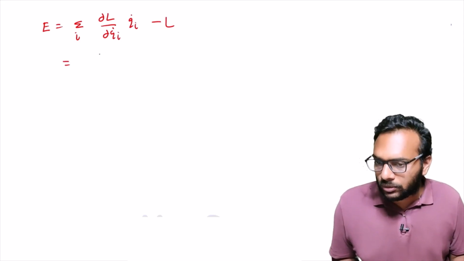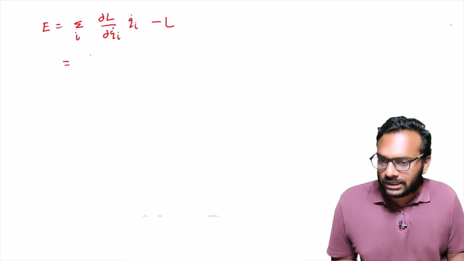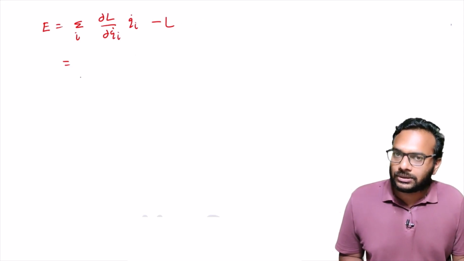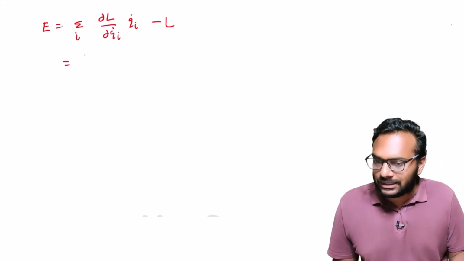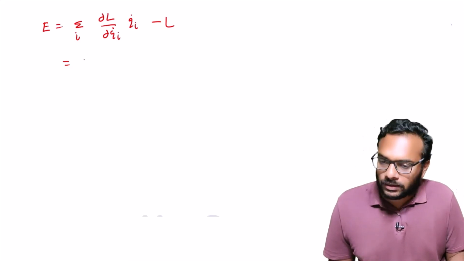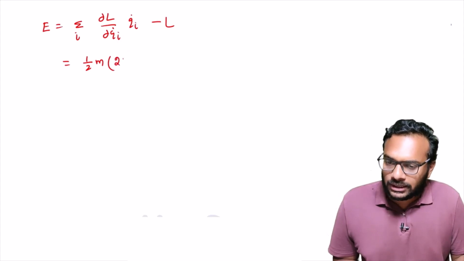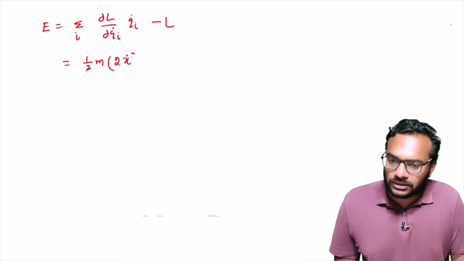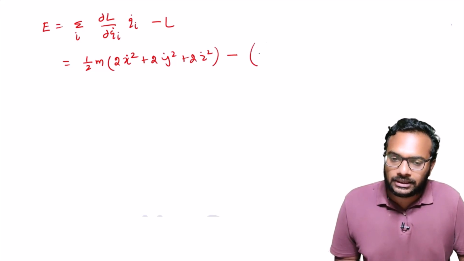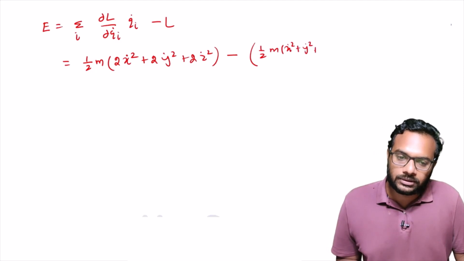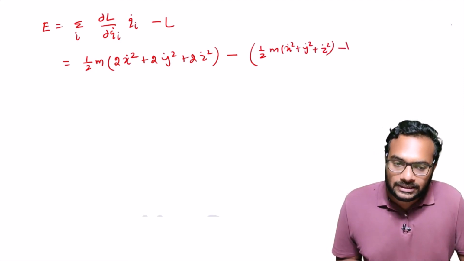And what do we get? What's ∂L/∂q_i dot? There's a summation over that, so you do ∂L/∂x dot plus ∂L/∂y dot plus ∂L/∂z dot. And what we get is half m, since ∂L/∂x dot is 2x dot and you multiply it by x dot, so it becomes 2x dot squared, plus similarly 2y dot squared plus 2z dot squared, minus what was the Lagrangian? It is half m times x dot squared plus y dot squared plus z dot squared, minus V of x, y, z.